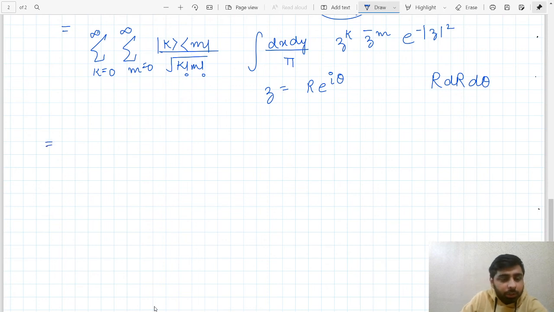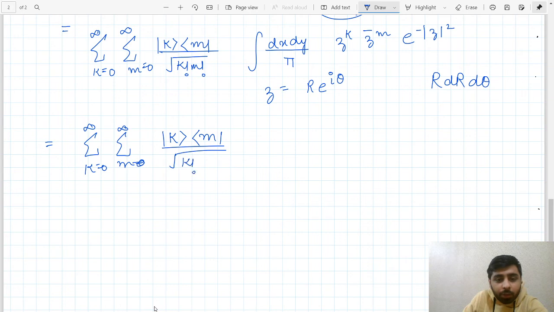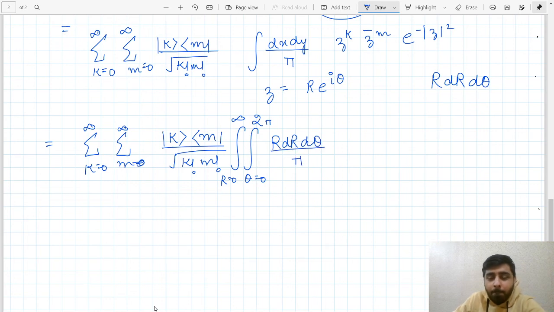Let's do this instead of speaking. So k equals 0 to infinity, m equals 0 to infinity, ket k bra m upon square root of k factorial m factorial, r equals 0 to infinity, theta equals 0 to 2 pi, r dr d theta upon pi. Okay, so this might be a little tricky. So z bar in that case is written as r e to the power minus i theta.